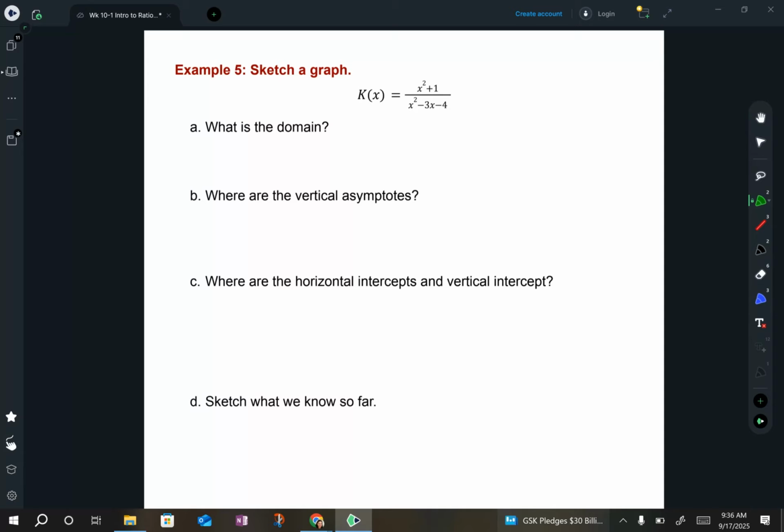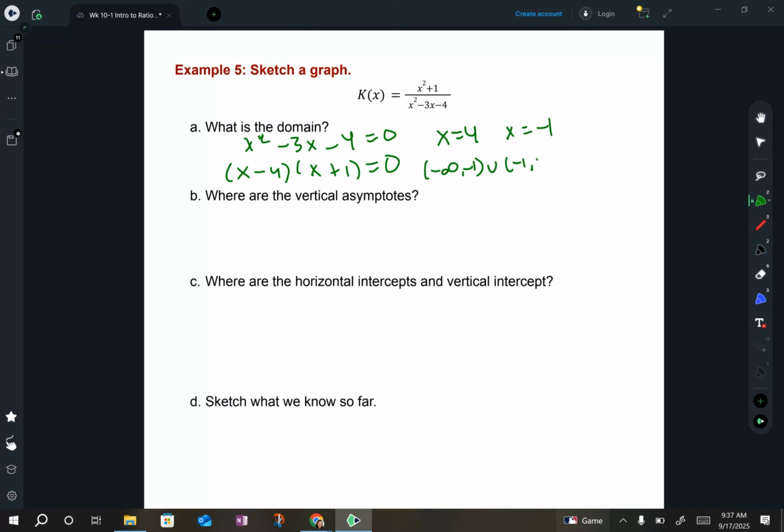Let's find the domain. That's going to be where x squared minus 3x minus 4 equals 0. Now I could solve this using the quadratic formula. I think I'm just going to factor because I think this factors as (x minus 4)(x plus 1). Those two numbers multiply to -4 and add to -3. So x equals 4 is one solution and x equals -1 is another one. So the domain is minus infinity to -1, union -1 to 4, union 4 to infinity.